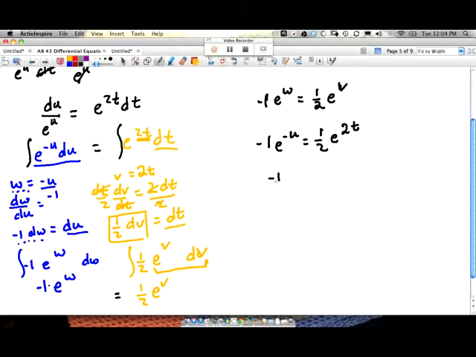Well, let's see what we can do. I'd have -1 over e to the u equals 1/2 e to the 2t. And that's honestly close to where I can get. Oh, pardon me, I'm missing a plus c. So let's say I did a plus c here. There we would go.